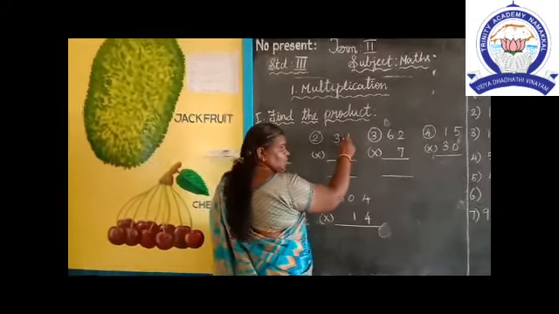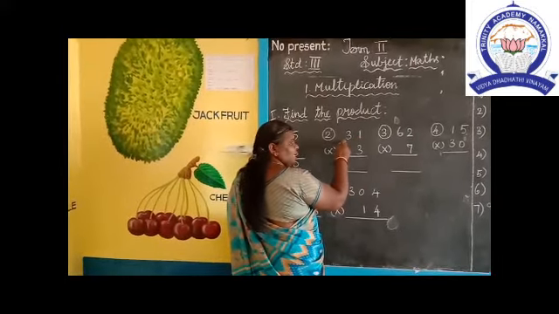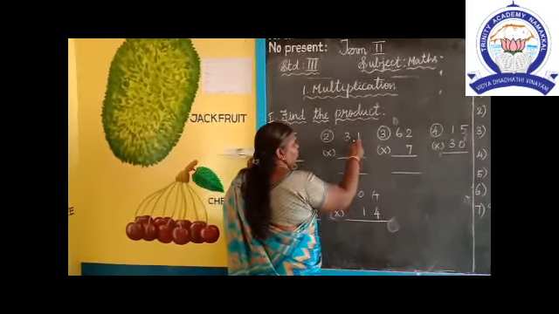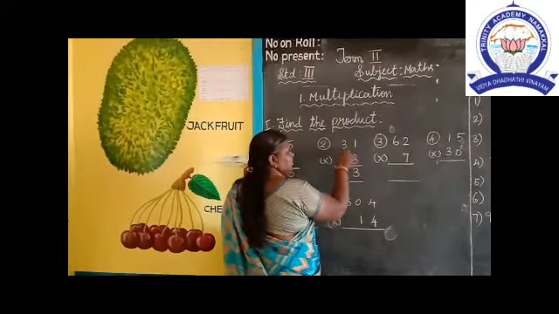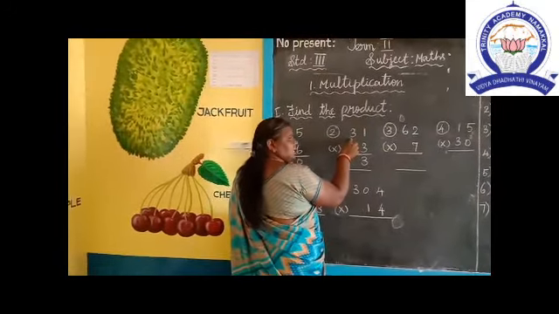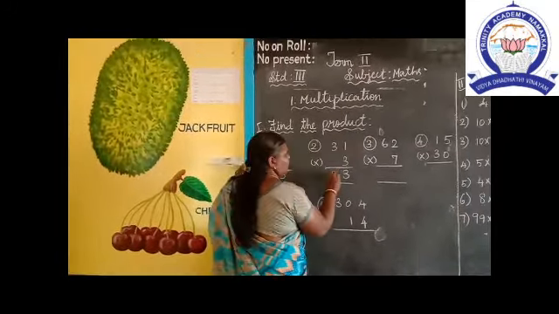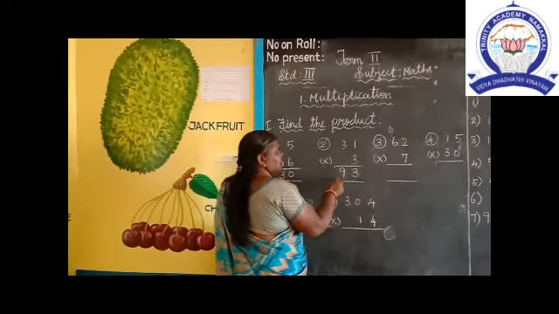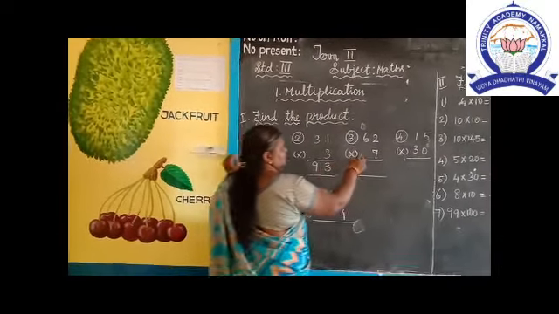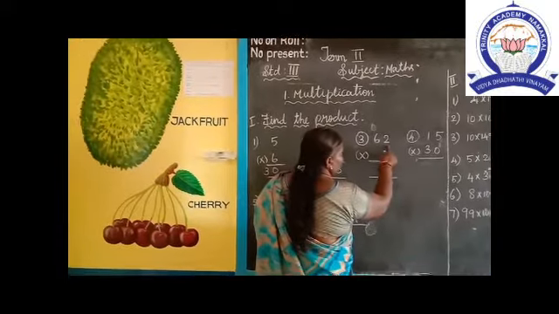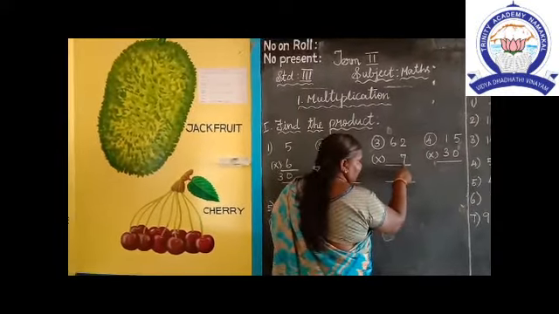See the second sum, 31 multiplied by 3. First you multiply in the 1's digit, after that you multiply in the 10's digit. 3 1 is 3, 3 2s are 6, 3 3s are 9. The answer is 93.